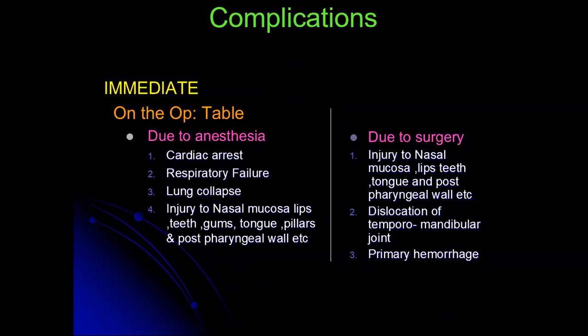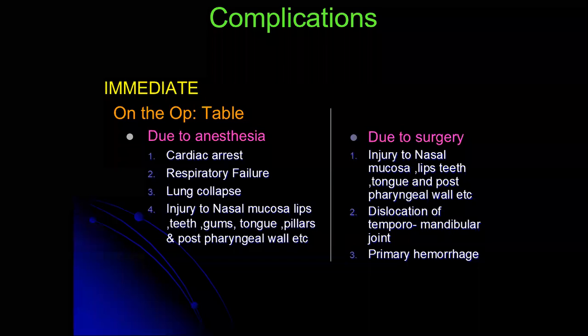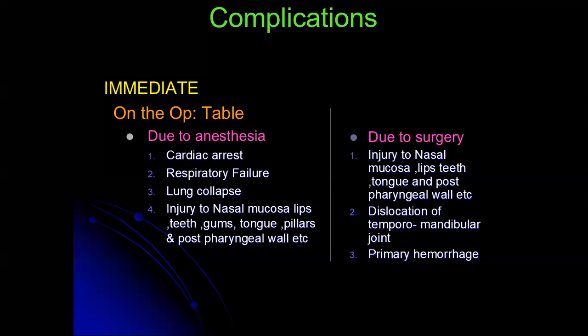Then there are complications. This is also an important topic because examiners mostly ask what the operative complications of a tonsillectomy are. There are complications on the operation table due to anesthesia: cardiac arrest, respiratory failure, lung collapse, injury to nasal mucosa, lips, teeth, gums, tongue, pillars, and the posterior pharyngeal wall. This happens on the table when the tube is passed. This is due to anesthesia complications.